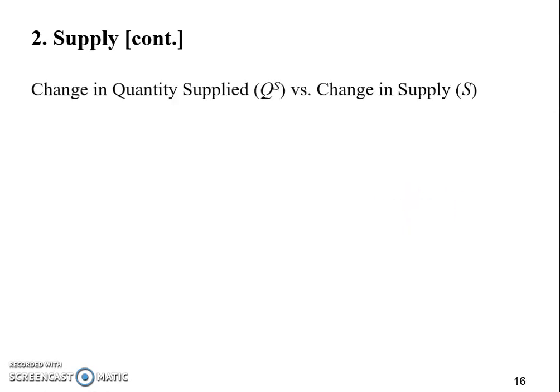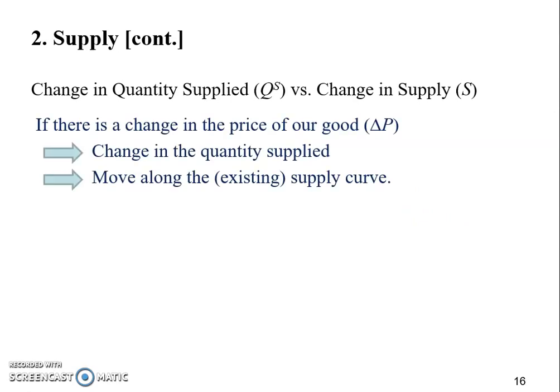You may find this part of the discussion will be very similar to what we did in the demand theory, which is the good news. The key here is to look at the cause. What drives the change? If there's a change in the price of our good, delta P, where delta means change, then we change the quantity supplied as a result. On the graph, we see a movement along the existing supply curve.